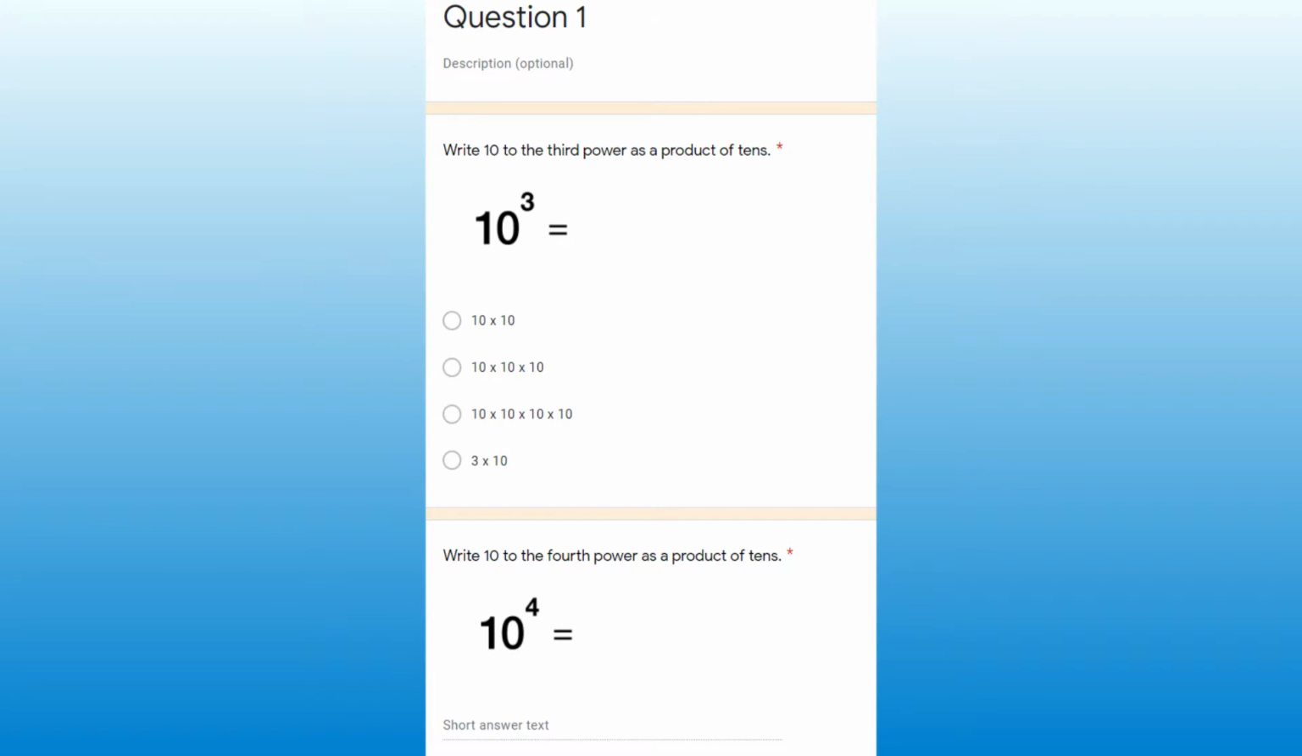Question 1 says, write 10 to the third power as a product of tens. And then write 10 to the fourth power as a product of tens. So we are not actually answering it as a number, but instead as a product of tens. In other words, how many tens are being multiplied together? Think about your base and your exponent. The base, the big number, is the number that's being repeated. Your exponent, the little number, tells you how many times it's being repeated. That should help you out with number 1.